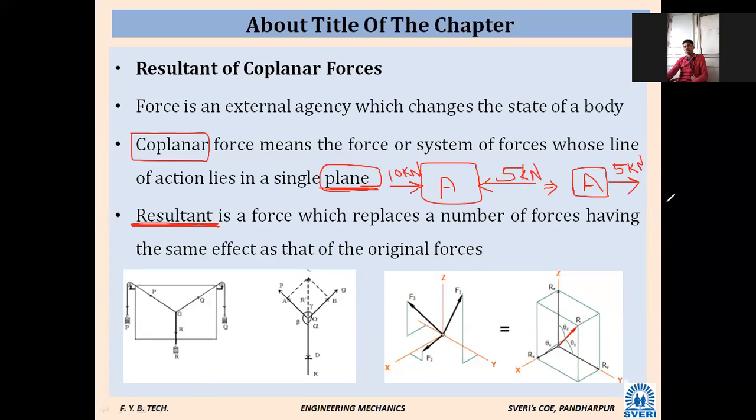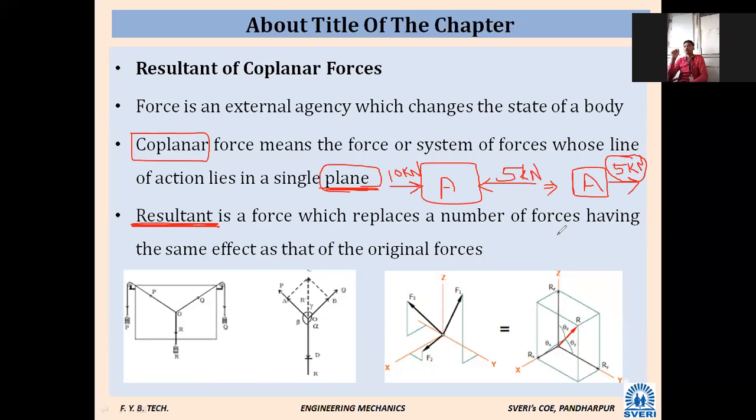Okay, so what is this called? So what is this called, 5 kilonewton? Resultant force. Resultant means, in a system of forces, there may be a number of forces acting on the body. So we can replace all the forces by a single force.